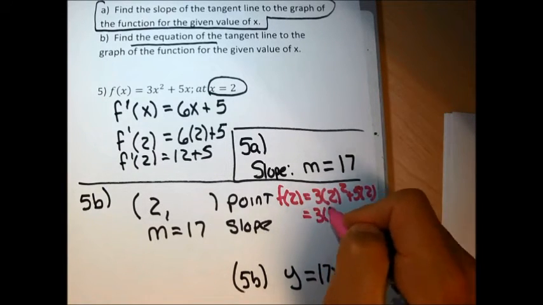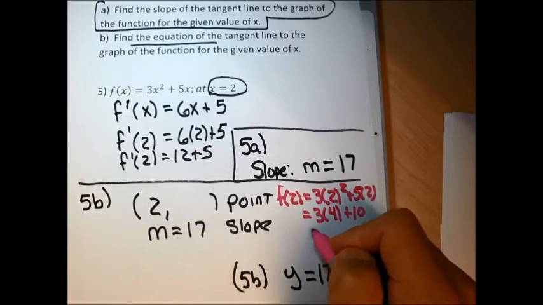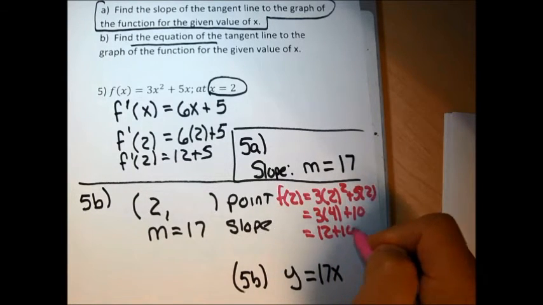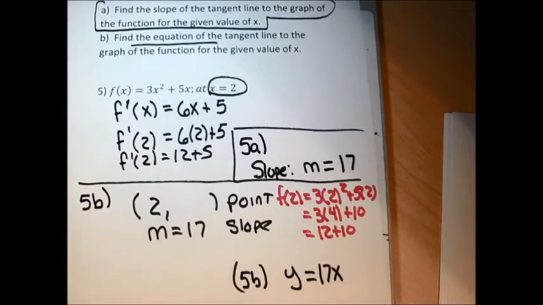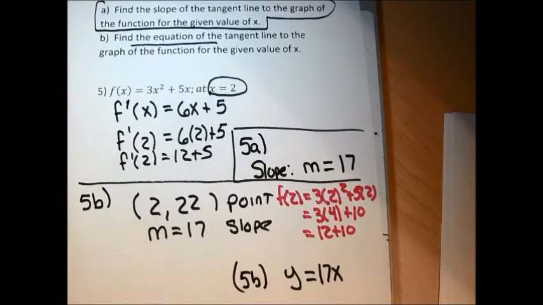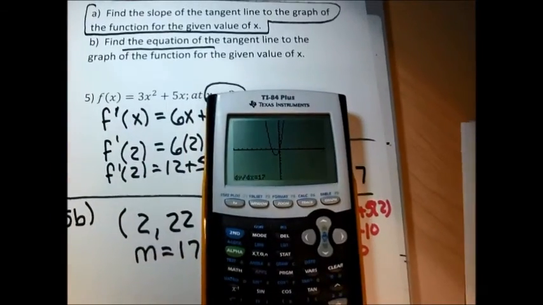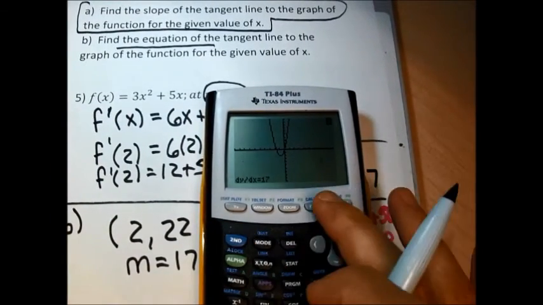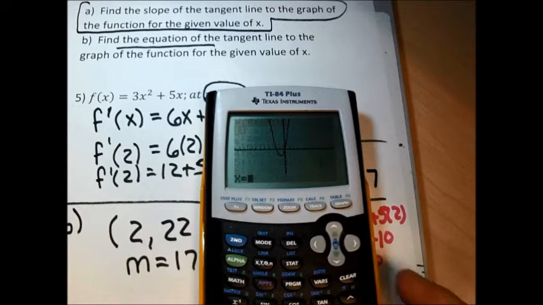This is 3 times 4 plus 10, which is 12 plus 10, which is 22. So the y-coordinate of the point is 22. This you could also get on your calculator. On my calculator, to get that 22, I'd go second calc, hit enter on value, type 2, and hit enter, and it gives me y equals 22.